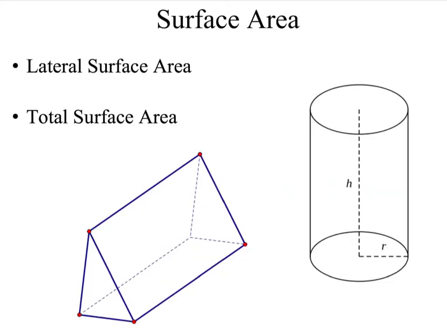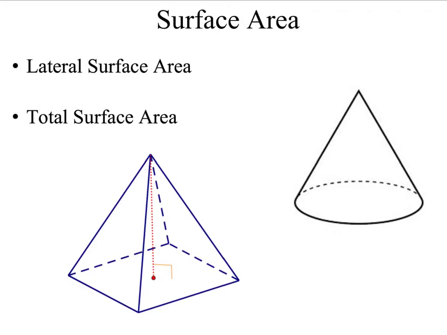As you know, we talked before about the surface area of right prisms and cylinders: lateral surface area, which is the surface area of the sides, and then total surface area, which includes the bases. So today we're going to focus on pyramids and cones. As you can see, we're going to do lateral and total surface area.